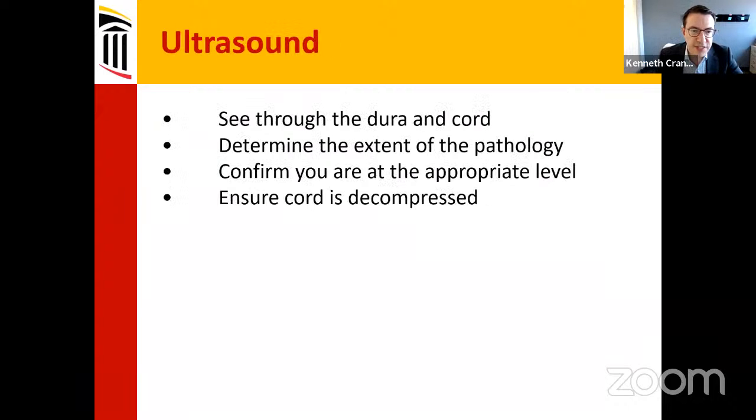So the main benefit is that you can see through the dura and you can see through the spinal cord without opening it or without retracting it. It allows us to determine the extent of the pathology, be it intradural or ventral to the spinal cord, before doing anything else. You can use it to confirm that you're at the appropriate level, because before you start doing certain things, obviously you have to do a laminectomy first, but then you can see, okay, the tumor is actually there, or the disc herniation causing spinal cord compression is actually at this level. And then you can ensure, once you're done with your surgery, that the spinal cord is decompressed.